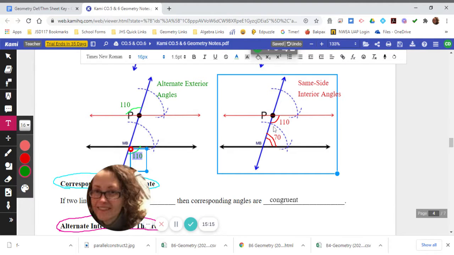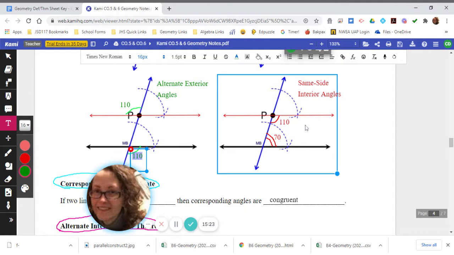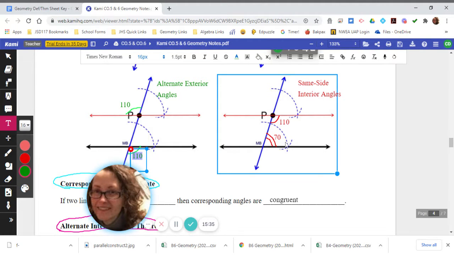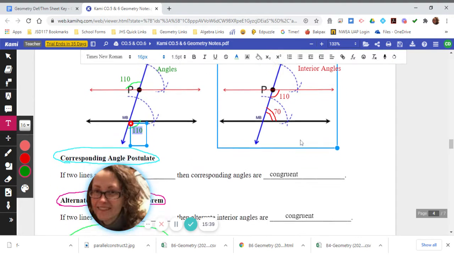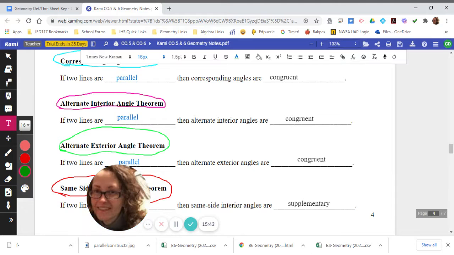And then when looking at my same side interior, I'm again on the same side of the transversal this time. So these were both to the right of the transversal and inside the two parallel lines, so interior, same side interior angles. These are going to be 110 for this one and 70 for this one. So these are not the same anymore. If I add these up, I actually get 180 degrees, which would make them supplementary.